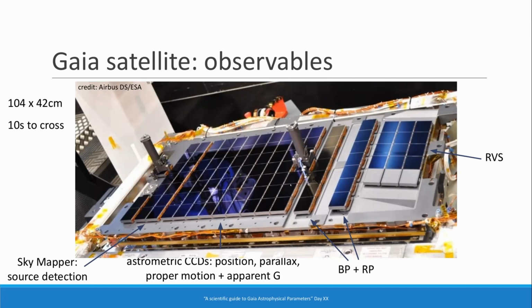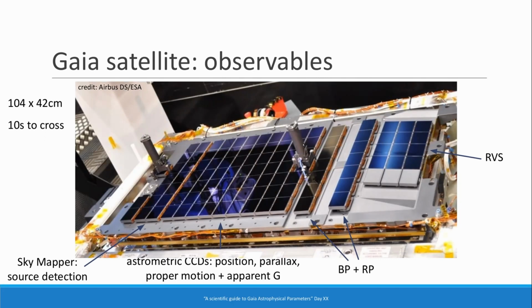Then after the astrometric CCDs, a star would continue to cross these two columns of CCDs, and these are the BP and RP CCDs, and those will be the main protagonists of this talk. I will get in a little bit more detail on the next slides.